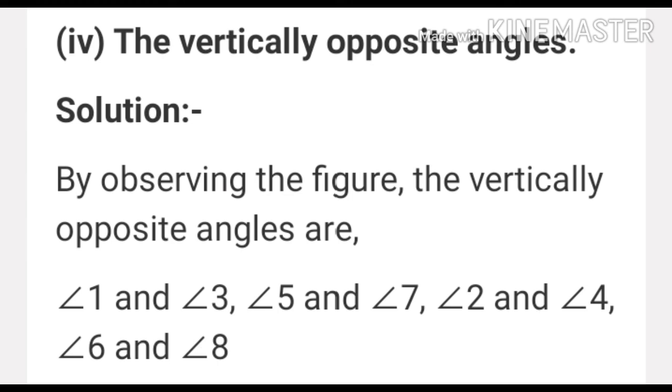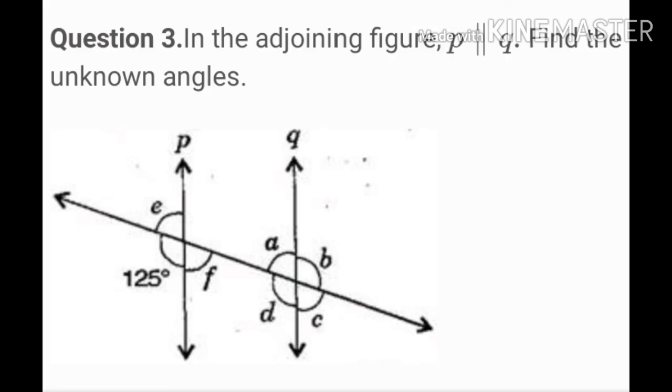Fourth part, they are asking the vertically opposite angles. By observing the figure again, we can say angle 1 and 3, angle 5 and 7, 2 and 4, and 6 and 8 are vertically opposite angles, children. Vertically opposite angles mostly make a V on the opposite sides.